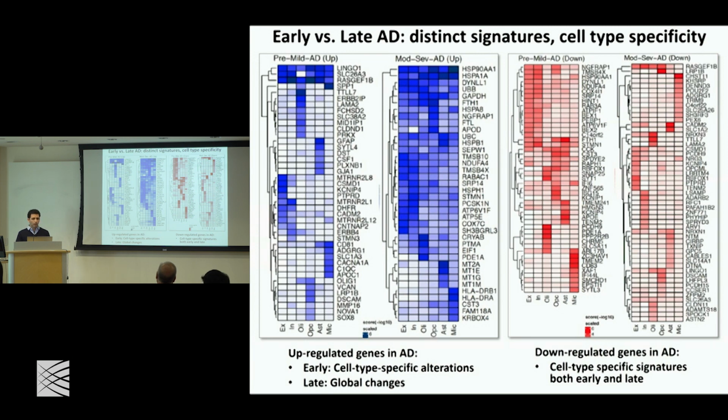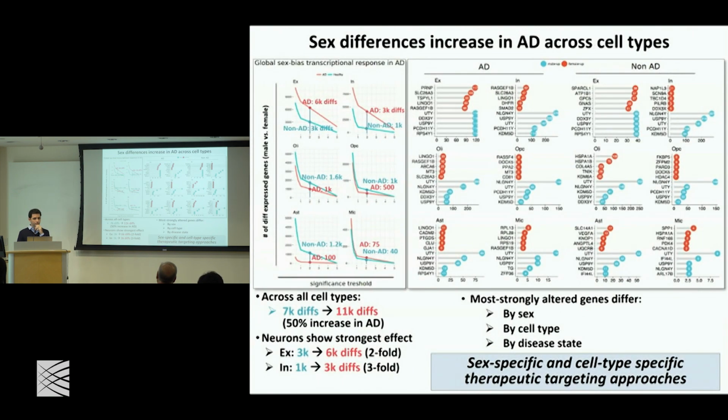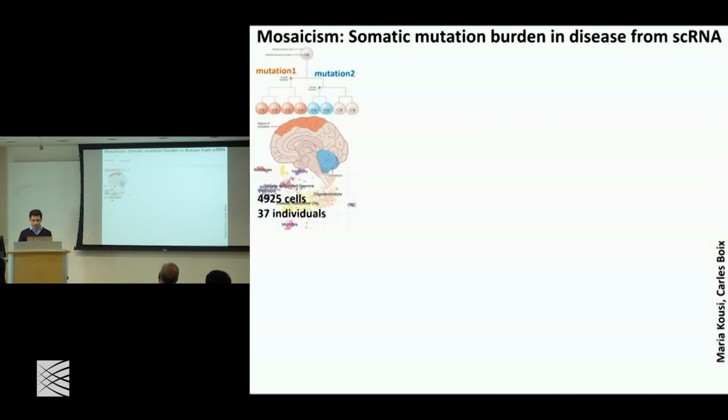Okay, sounds great. So then we asked about early versus late changes in disease, and we found that the early changes are much more cell type specific, whereas the late changes are much more common across the different cell types. And we also found that the number of genes that are differential between men and women was increased dramatically in the presence of disease, suggesting that even if we don't see expression differences in healthy tissues, these expression differences between men and women may be much more exacerbated in disease tissues.